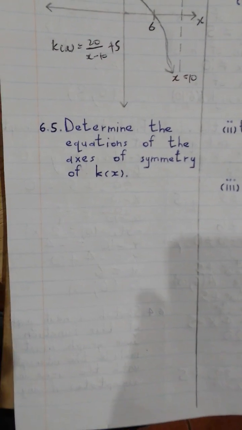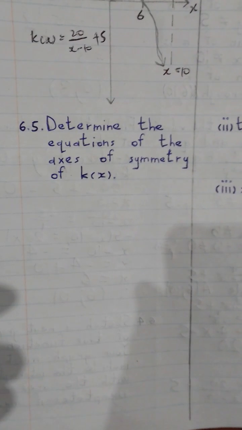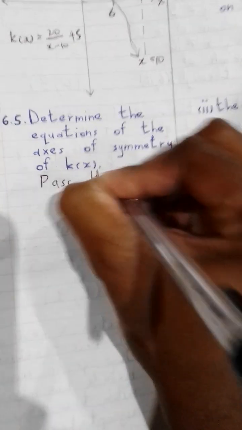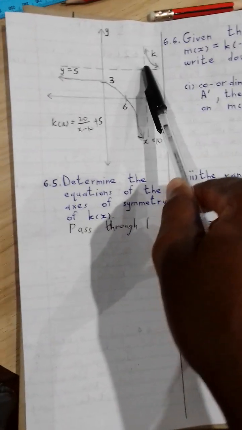6.5 states, determine the equations of the axis of symmetry of k of x. So the equations of the axis of symmetry, they both pass through the point where the asymptotes intersect. So x is 10, y is 5.